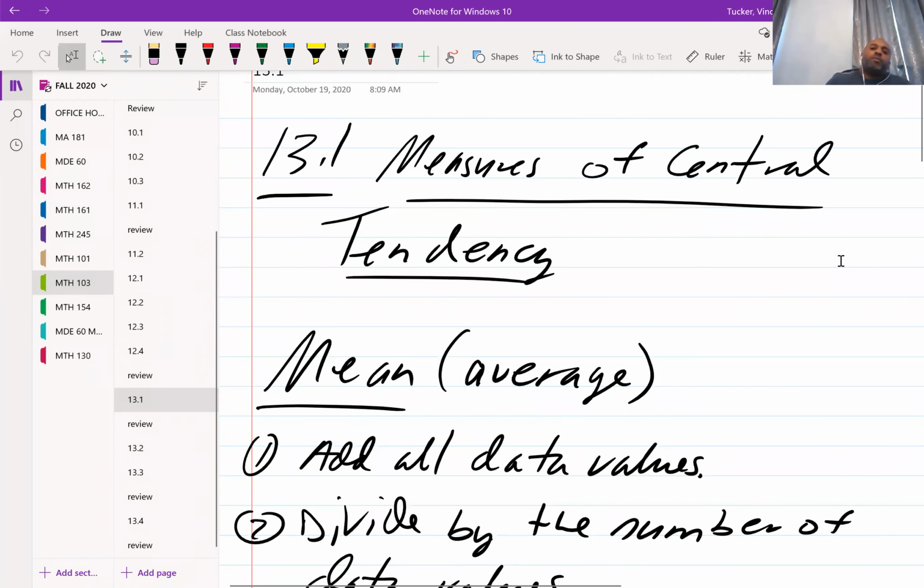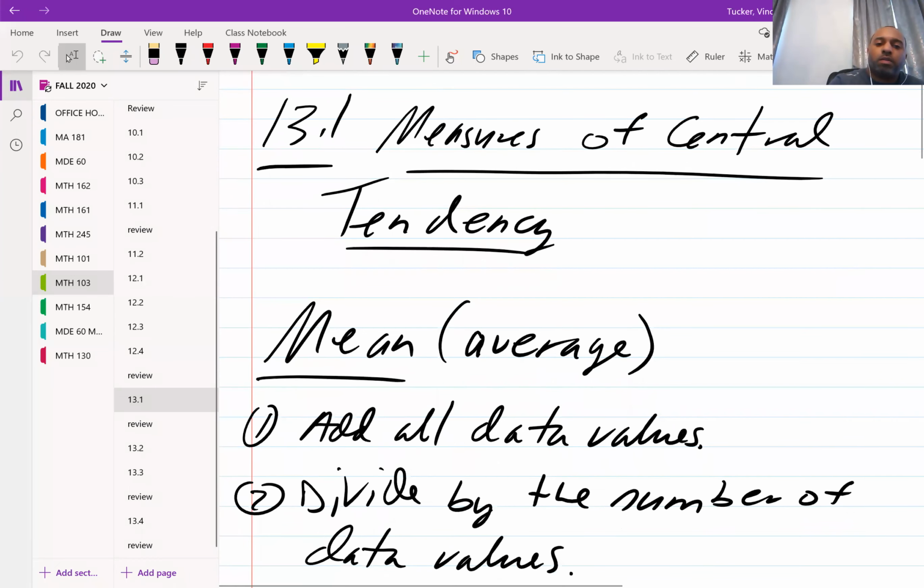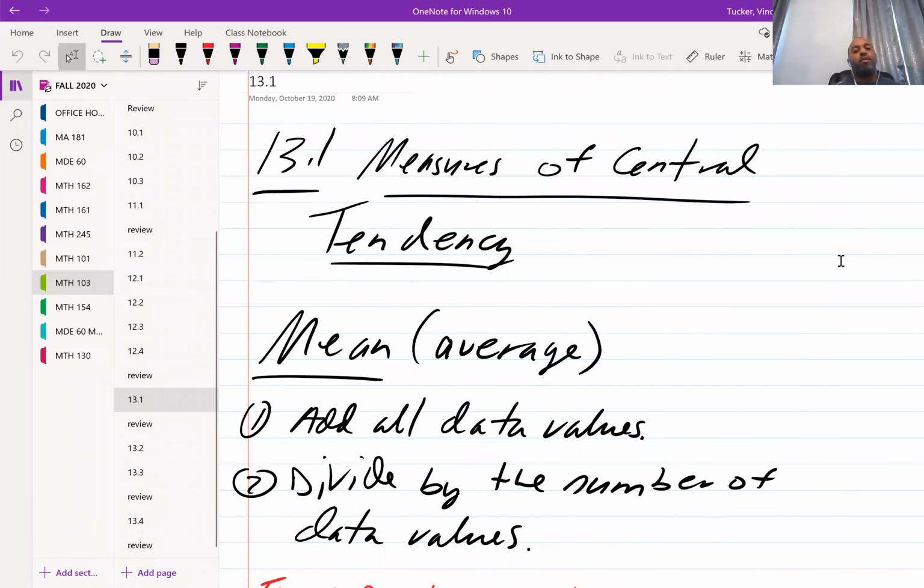All right, so 13.1, measures of central tendency. First thing that we'll look at is the mean, which is another word for average in statistics. The same way you would find the average is the same way you would find the mean. Like I said, in statistics, they call it the mean. So you add all your data values, divide by the number of data values that you have.